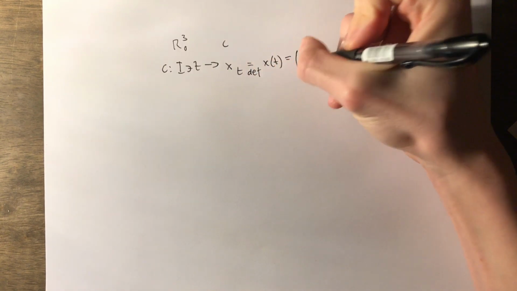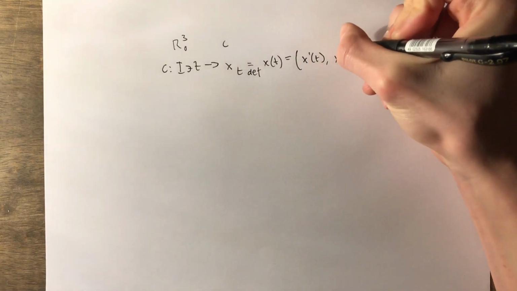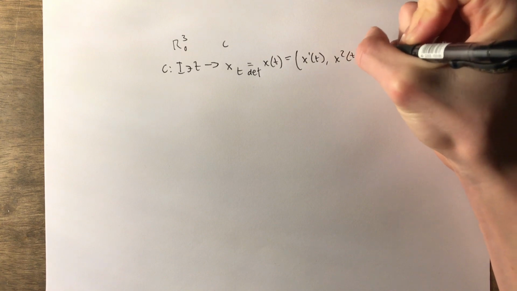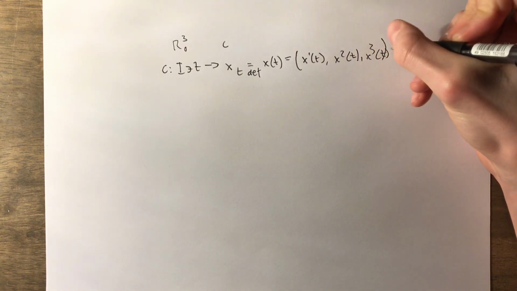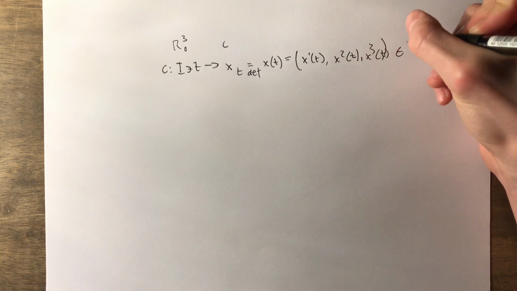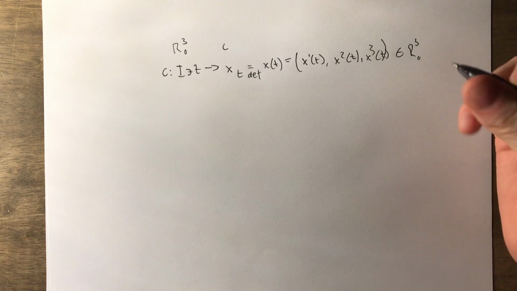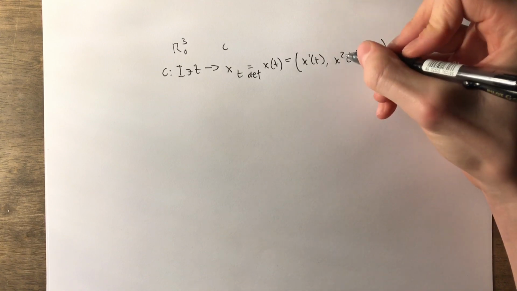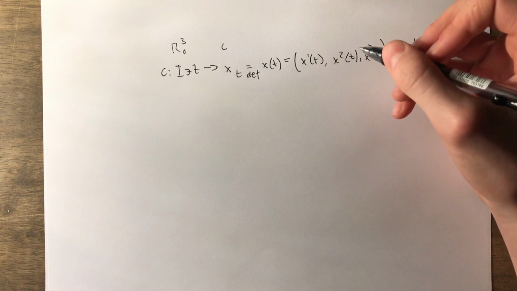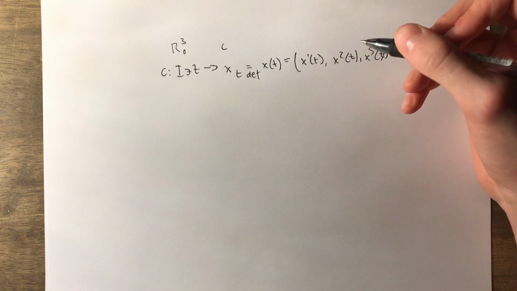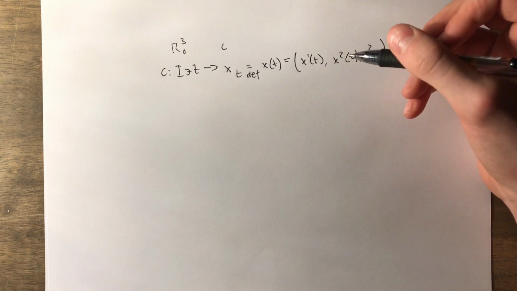is equal to x1 of t, x2 of t, x3 of t, which is an element of R^3. And these are just indices, so they're not powers, just to make a note. And the domain of the parameter t is an interval I of the real numbers R.